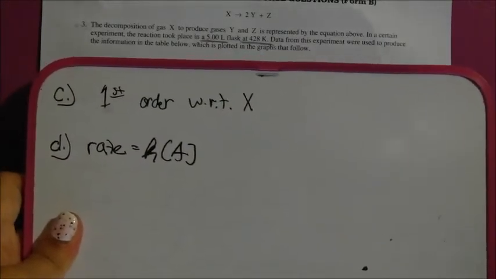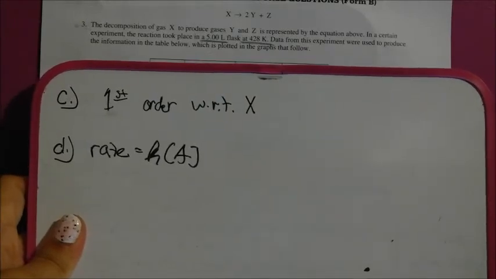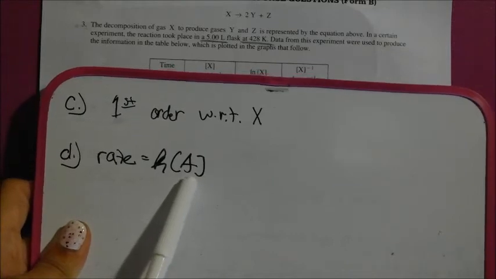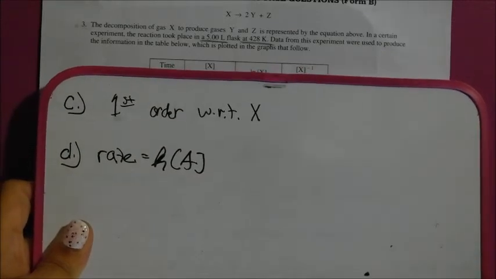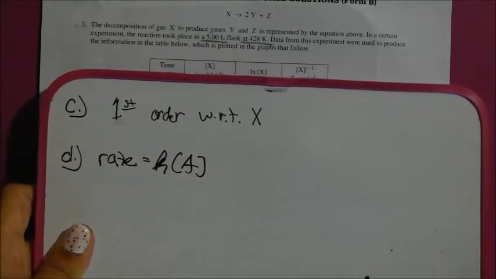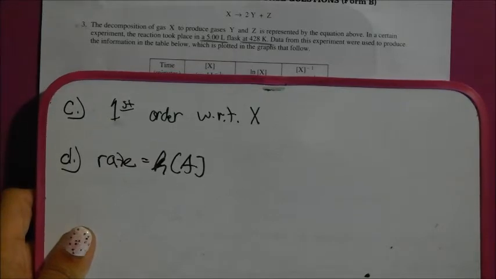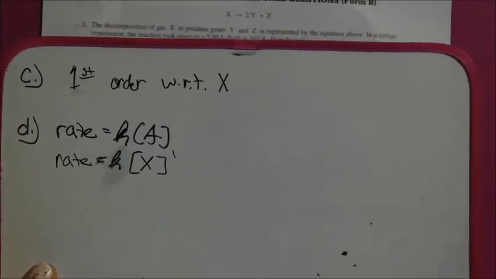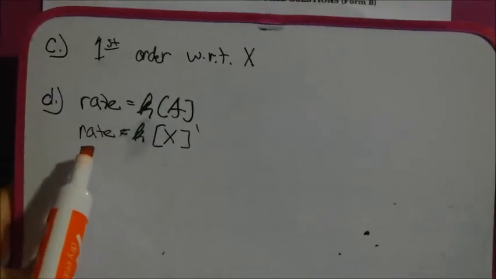Right there. Rate equals K, K being the constant, and A is the concentration. So this reaction being first order, the rate equation would look like this. So it should basically look like this equation down here.